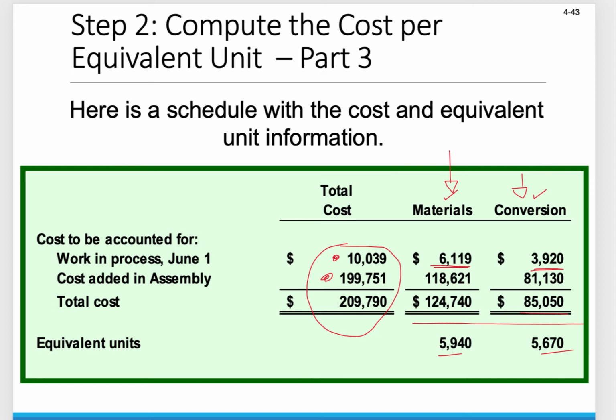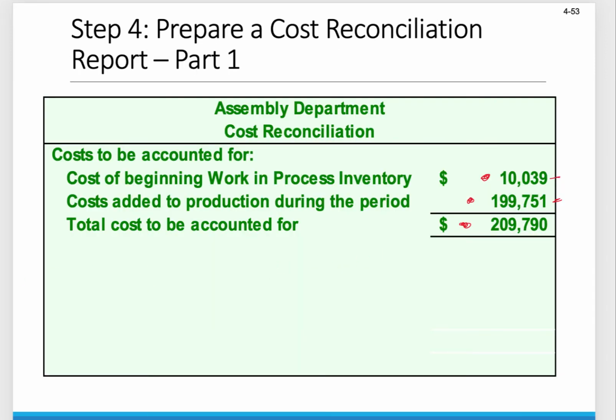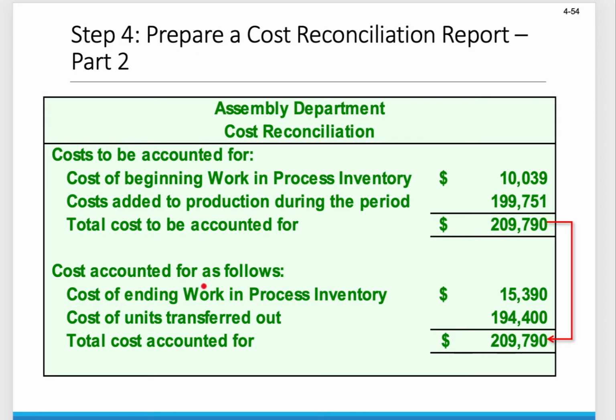Okay, and again, this step of reconciling is just plug and chug because we already got the information we needed. So what's the next thing we need to do? Well, the second component is the calculation of the costs that were added to production during the period. We have that $199,750. So we add all those up.